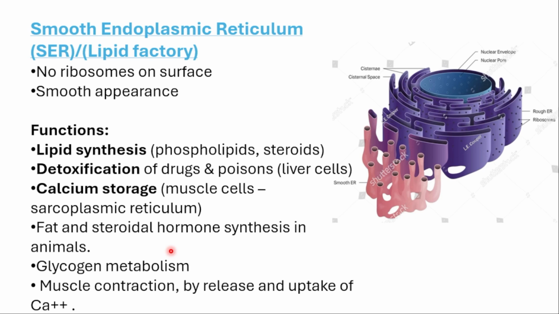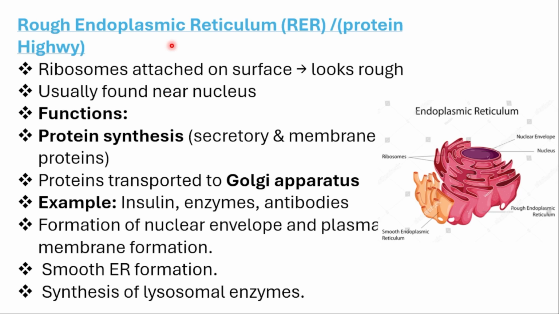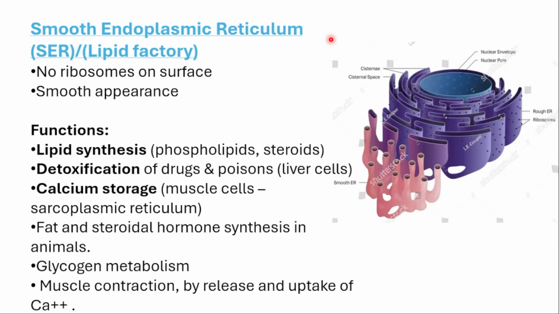Next, let's talk about the smooth endoplasmic reticulum. It is said to be a lipid factory. As we know, RER is said to be a protein highway because it synthesizes protein, whereas smooth endoplasmic reticulum synthesizes what? Lipids. It is said to be smooth because there are no ribosomes on the surface. It appears smooth. Let me show you.